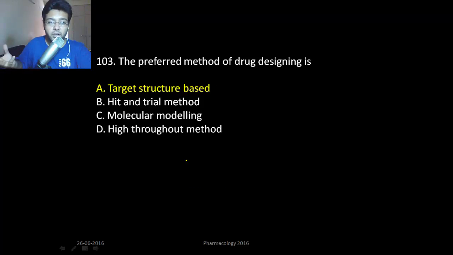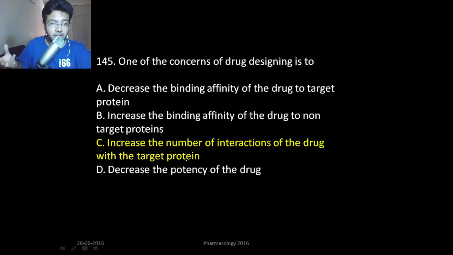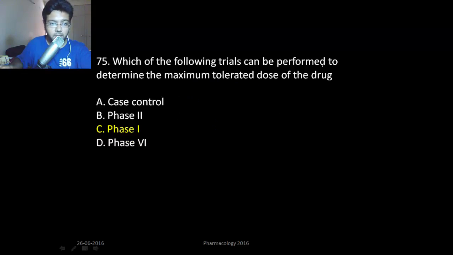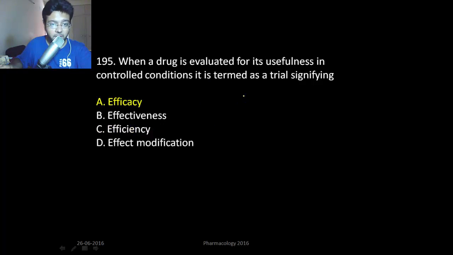So the preferred method of drug designing is target based, right? And for drug designing, one of the concerns is you want to increase the interaction with the target protein. The following trial can be performed to determine the maximum tolerated dose. We say it is phase 1, right? If you want to know the usefulness in a controlled condition, it is called efficacy.